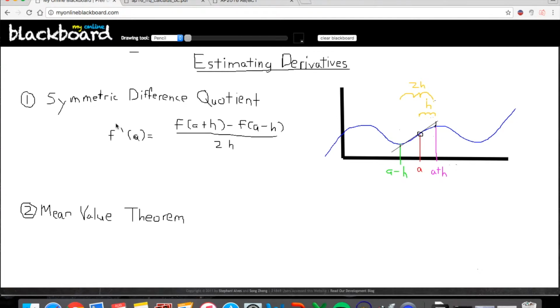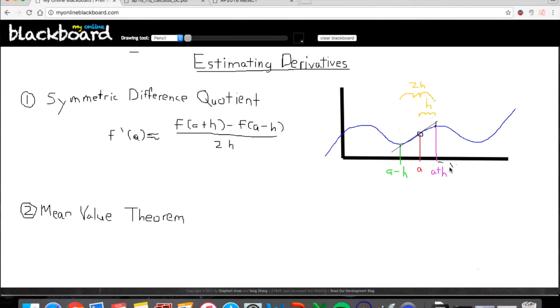So the Symmetric Difference Quotient is basically a different way of expressing the slope. Here it's written out: f prime of a is, I should say approximately, because it's not equal, f prime of a being the derivative at point a, so the slope of this tangent line, f of a plus h, this point over here, minus f of a minus h, this point over here, divided by 2h, as in the change in x between a minus h and a plus h. As you can see, this is just a different way of expressing the slope, an average slope, I should say.